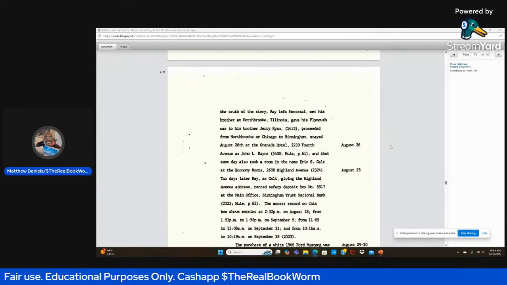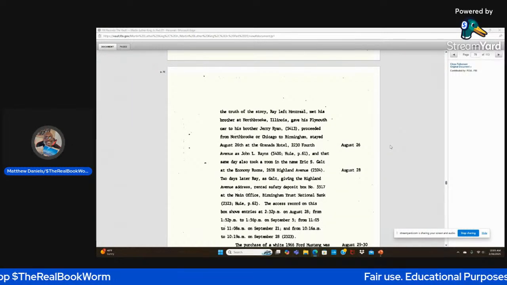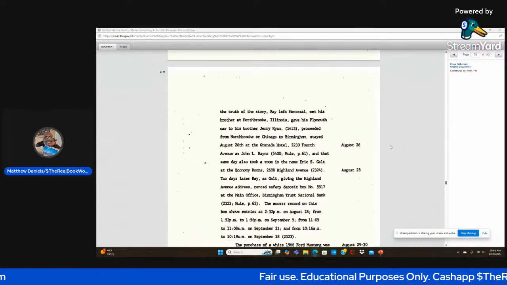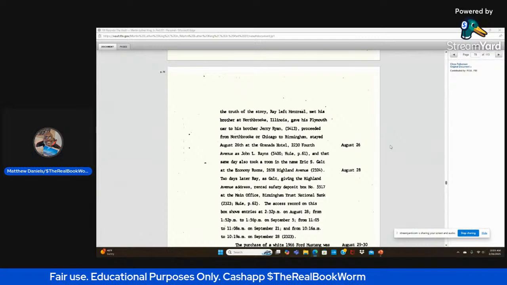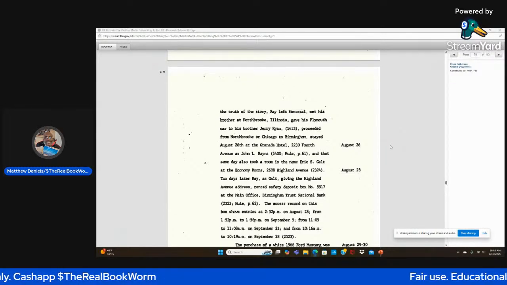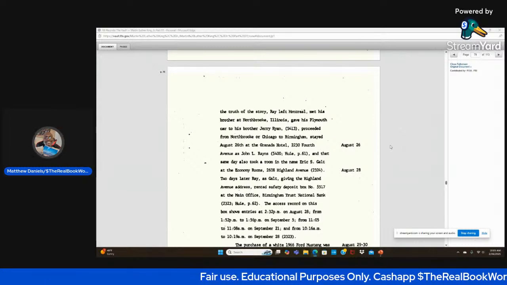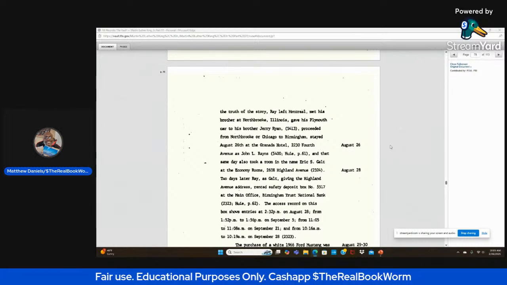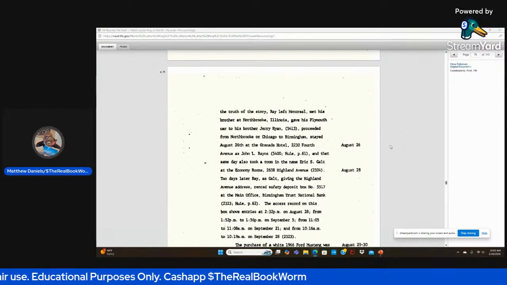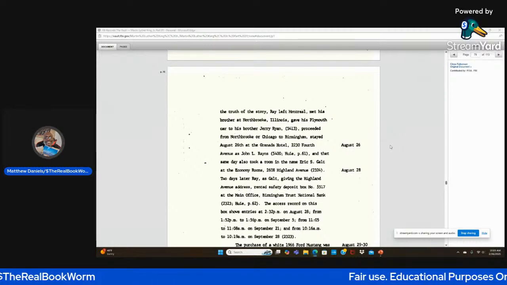Whatever may be the truth of the story, Ray left Montreal, met his brother at Northbrook, Illinois, gave his Plymouth car to his brother, Jerry Ryan, proceeded from Northbrook or Chicago to Birmingham, stayed August 26th at the Granada Hotel, 2230 4th Avenue as John L. Rhines, and that same day also took a room in the name Eric L. Galt at the Economy Rooms, 2608 Highland Avenue.